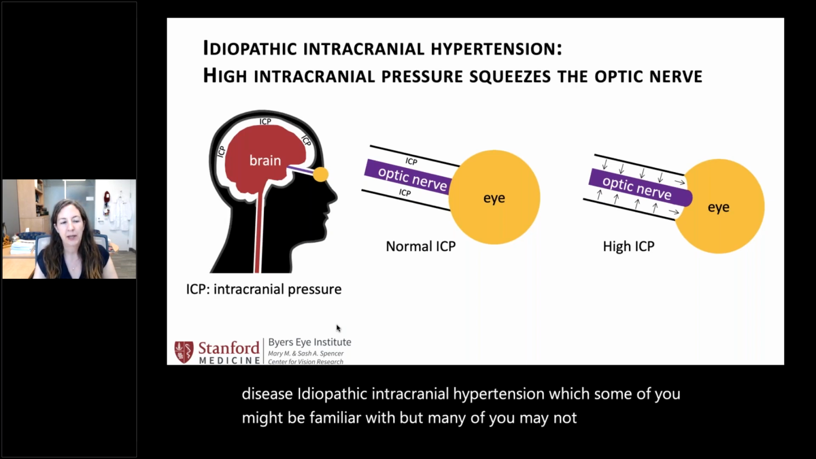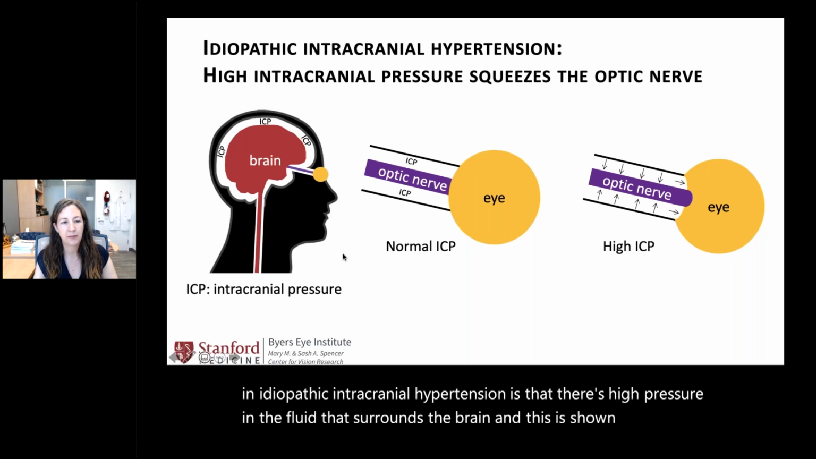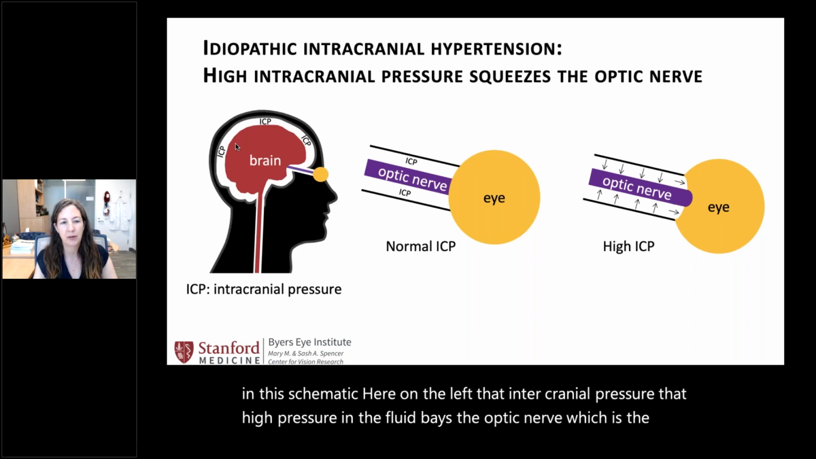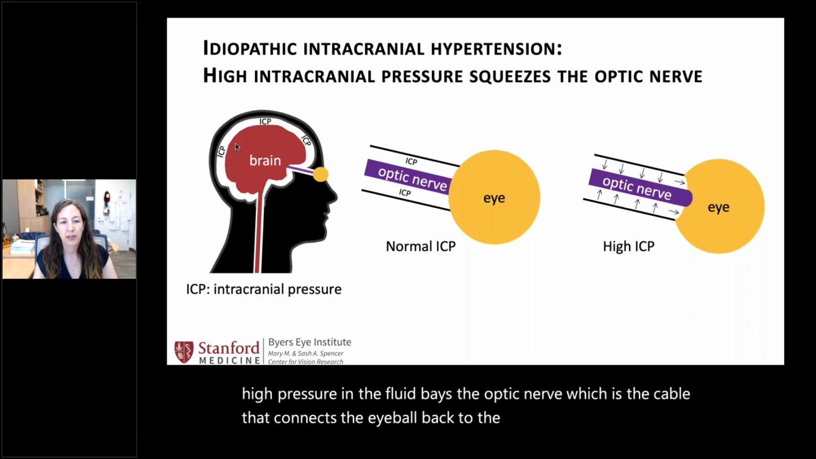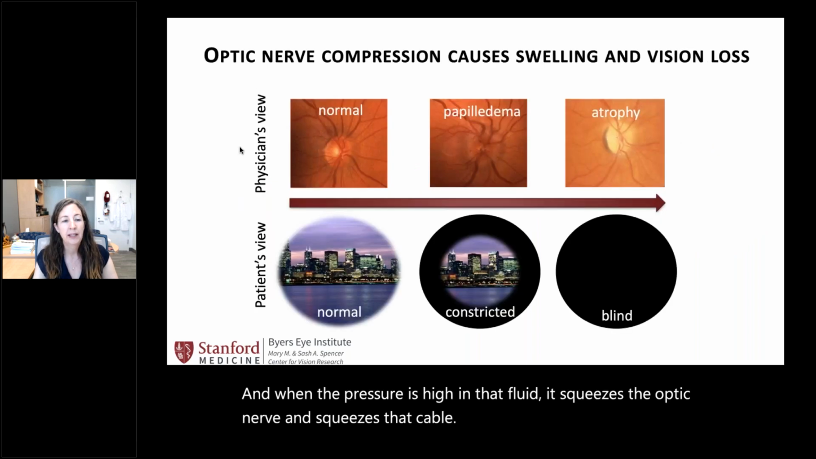What happens in idiopathic intracranial hypertension is that there's high pressure in the fluid that surrounds the brain. This is shown in the white in this schematic here on the left. That intracranial pressure bathes the optic nerve, which is the cable that connects the eyeball back to the brain. When the pressure is high in that fluid, it squeezes the optic nerve, and a few things happen when you squeeze the cable.